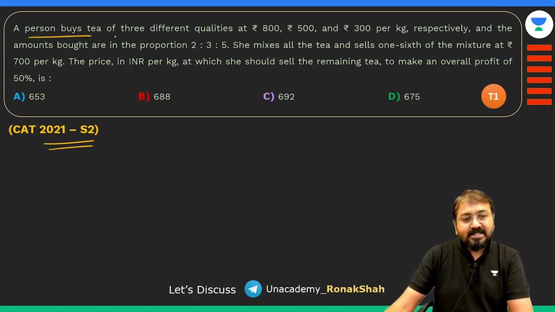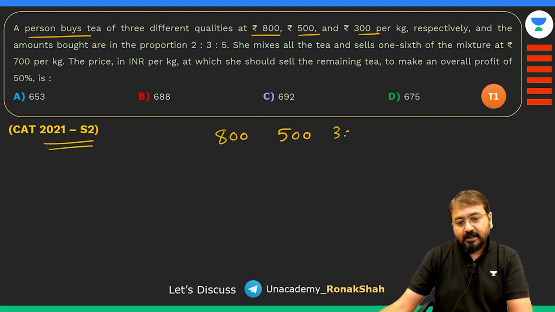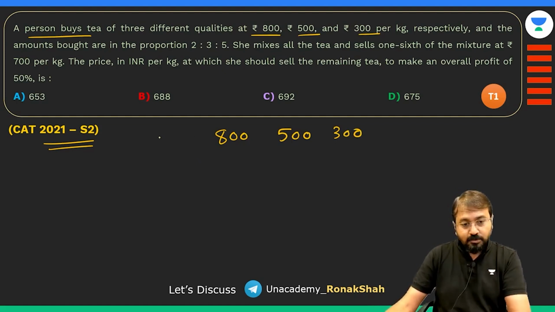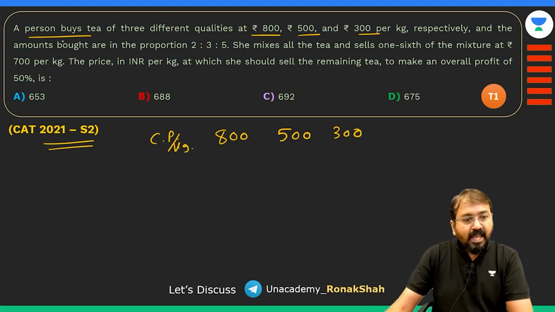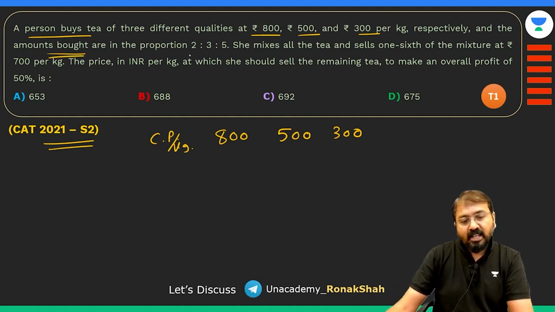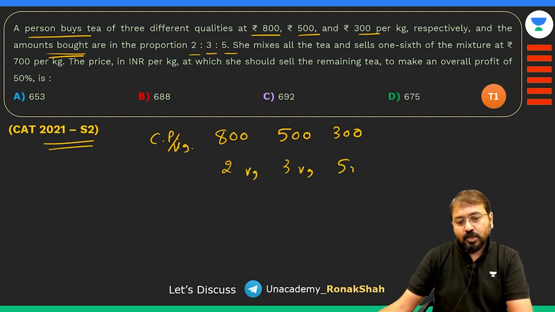A person buys tea of 3 different qualities at 800 rupees, 500 rupees and 300 rupees per kg. These are the cost price per kg. The amounts bought are in the proportion 2:3:5. Now I can take this as 2 kg, 3 kg, 5 kg and so on.